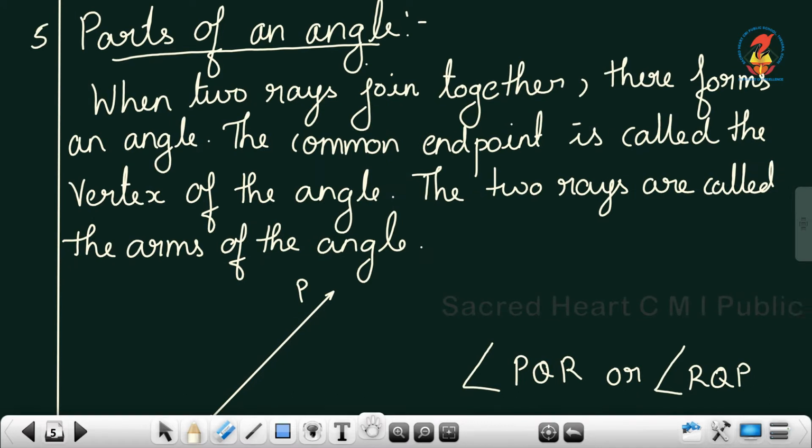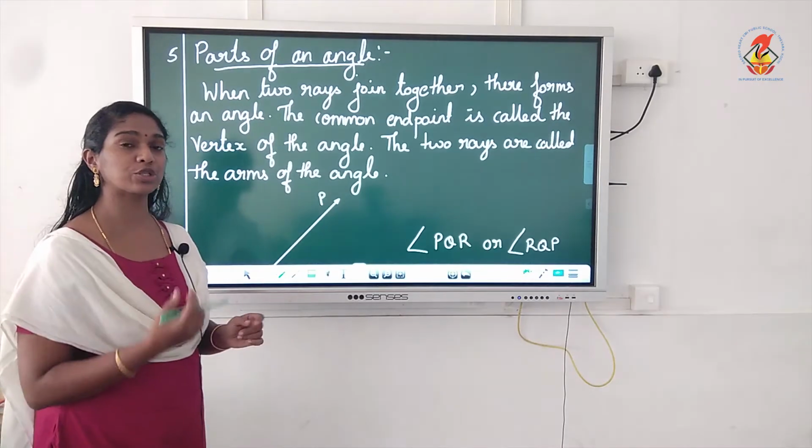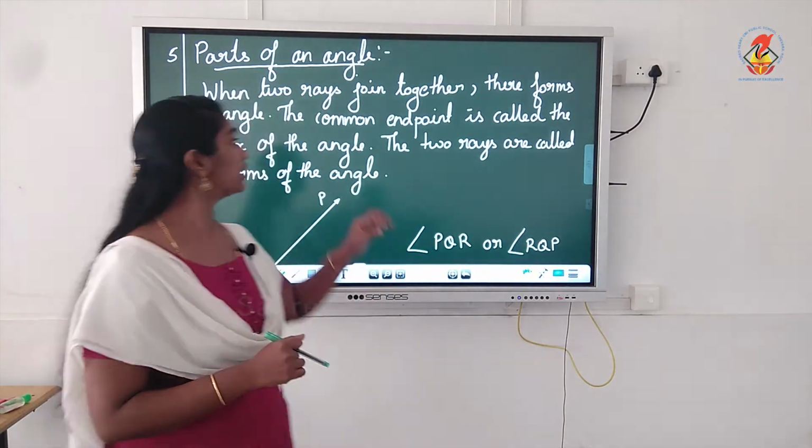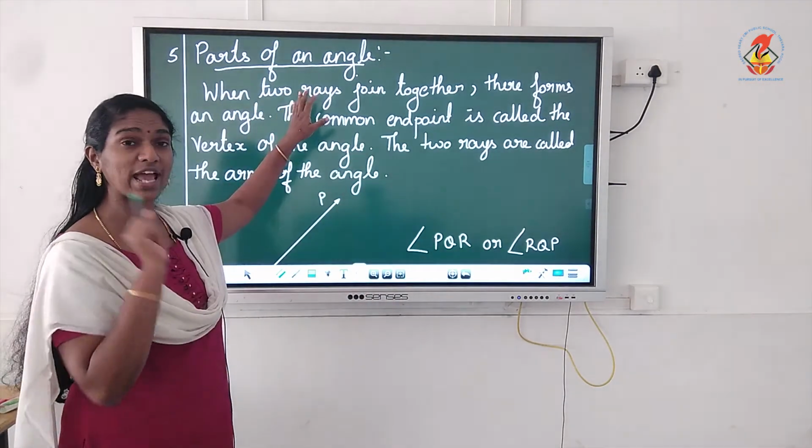Angles, parts of an angle. Before learning the parts of an angle, we should know how an angle is formed. That is what is given in the beginning. First, you have to know how an angle is formed.